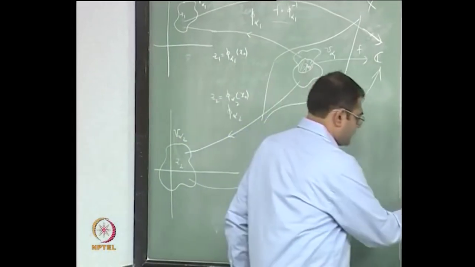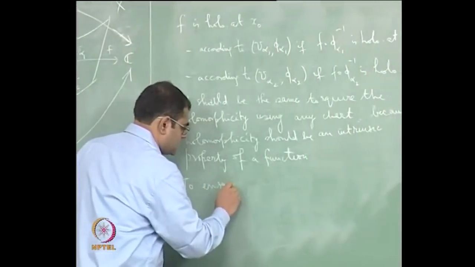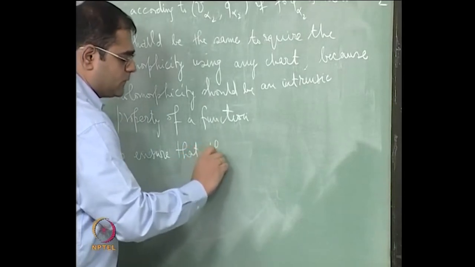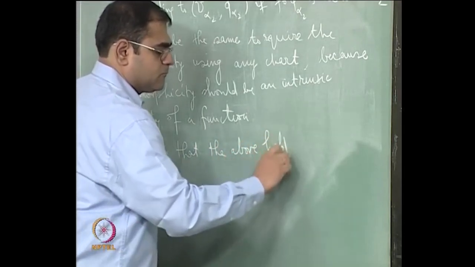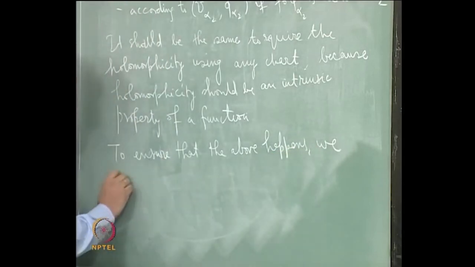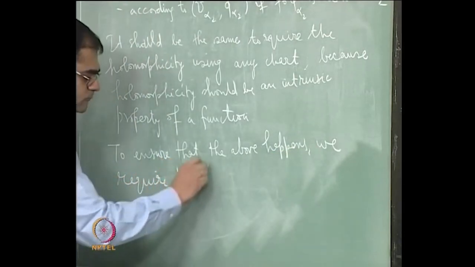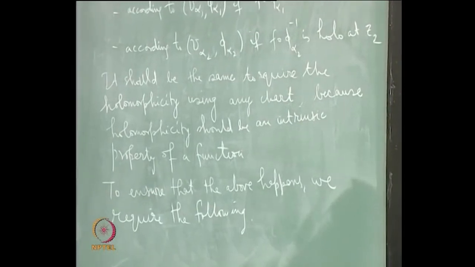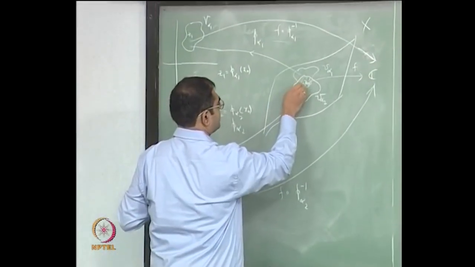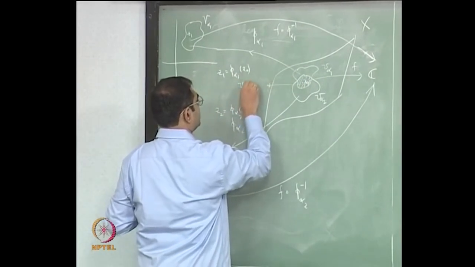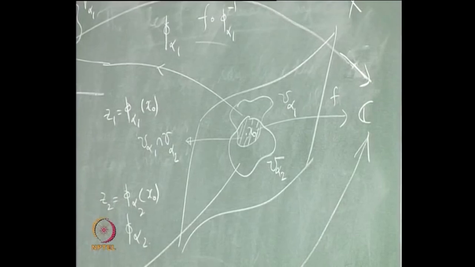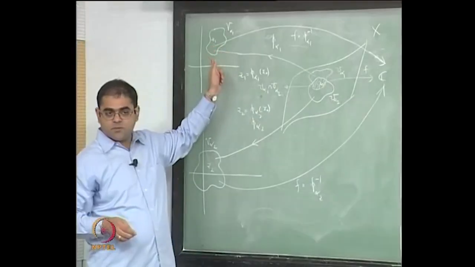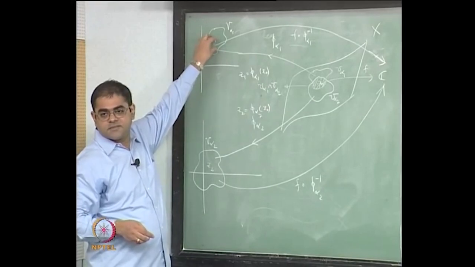You see, to ensure that the above happens, we require the following. So let me first explain it using the diagram here. I have this shaded region here. This shaded region is u alpha 1 intersection u alpha 2. Of course, it's an intersection of two open sets, so it's open. It's an open subset of u alpha 1, and since phi alpha 1 is a homeomorphism, the image of this is going to be an open set in v alpha 1.